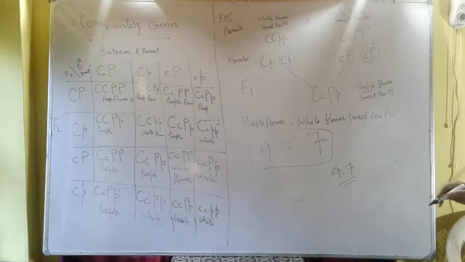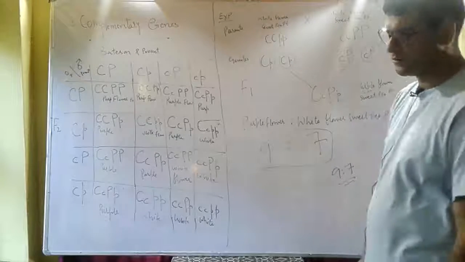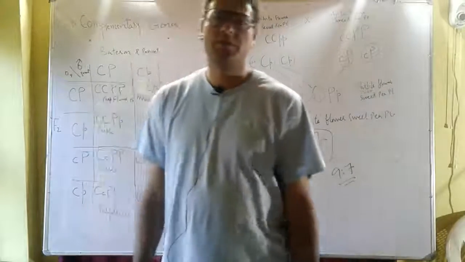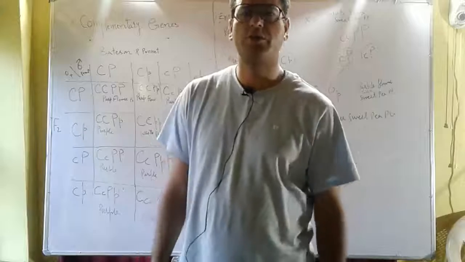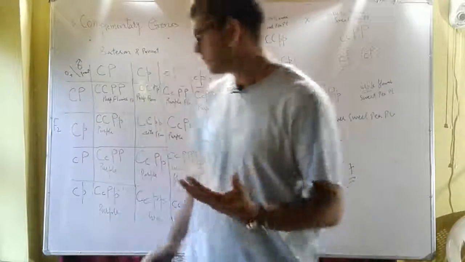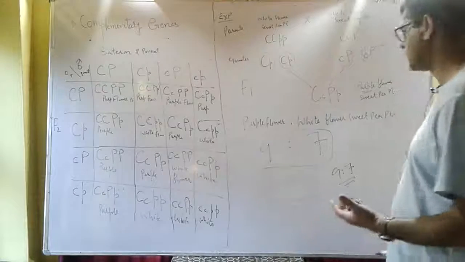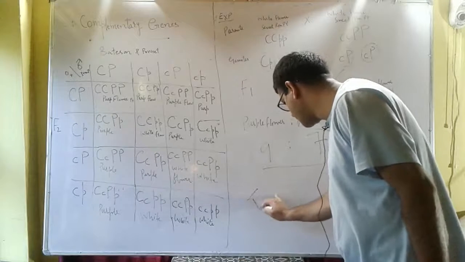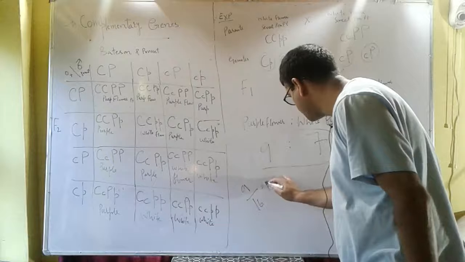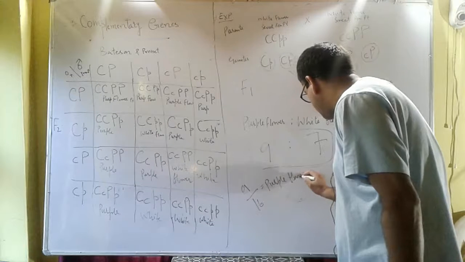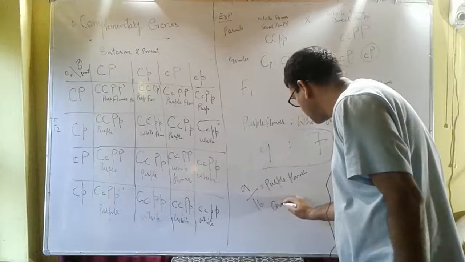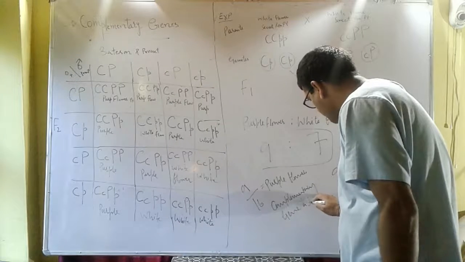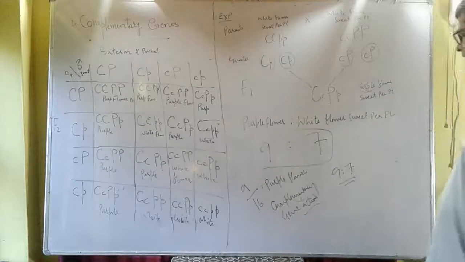9:7. The presence of purple flowers shows that the two genes have interacted to produce a particular phenotype, out of 16 in case of the F2 generation. In case of the F2 generation, out of 16 we have 9 purple flower plants, and this indicates complementary gene action. This indicates complementary gene action.